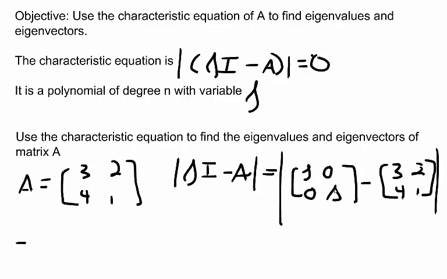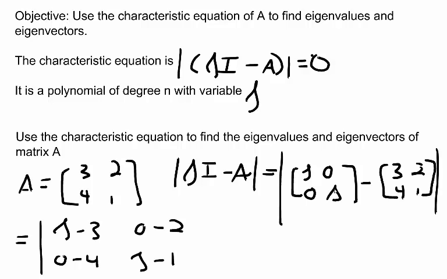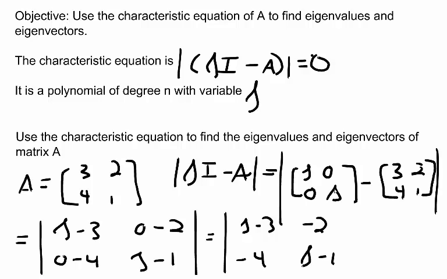Okay, so from here we subtract our two matrices, so we get lambda minus 3 for the first entry, 0 minus 2 for the second, then we have 0 minus 4, and lambda minus 1. We wish to take the determinant of this. It's still a 2 by 2 matrix, and just to simplify a little, what we really have here is lambda minus 3, negative 2, negative 4, and lambda minus 1.